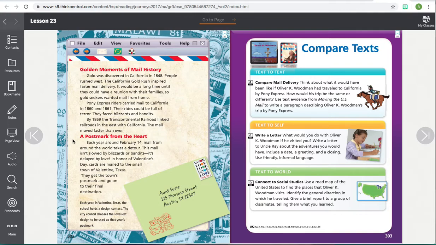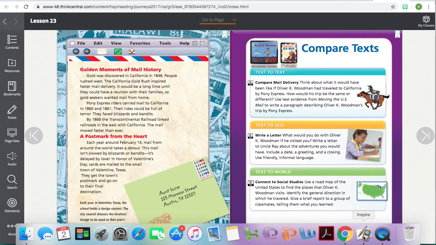A postmark from the heart. Each year around February 14th, mail from around the world takes a detour. This mail isn't slowed by blizzards or bandits, it's delayed by love. In honor of Valentine's Day, cards are mailed to the small town of Valentine, Texas. They get the town's postmark and go on to their final destination. That's pretty sweet. Each year in Valentine, Texas, the school holds a design contest. The city council chooses the loveliest design to be used as that year's postmark. Wow, that's pretty awesome. Let's get back to our pre-writing chart, guys.